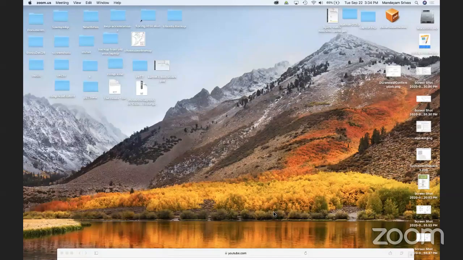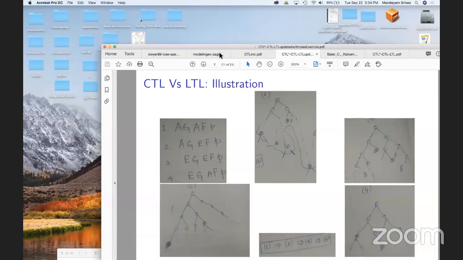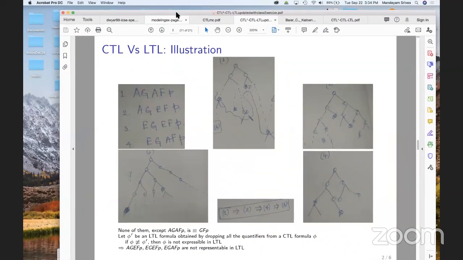Okay, I'll start. So let me share my screen. So you can see my screen.